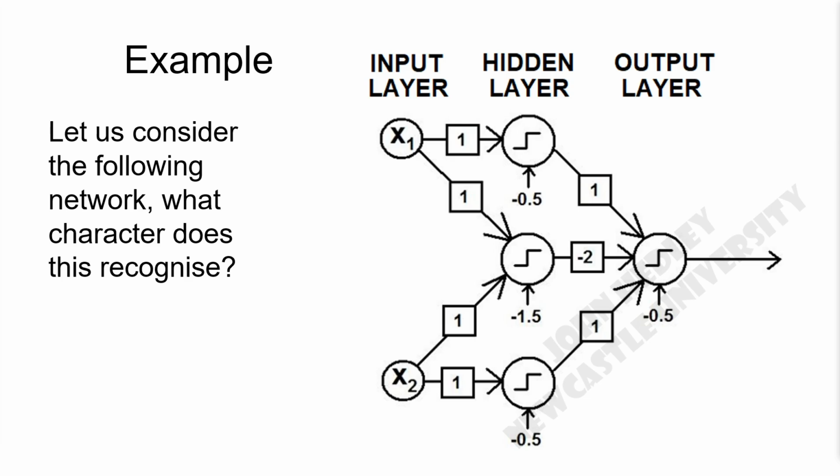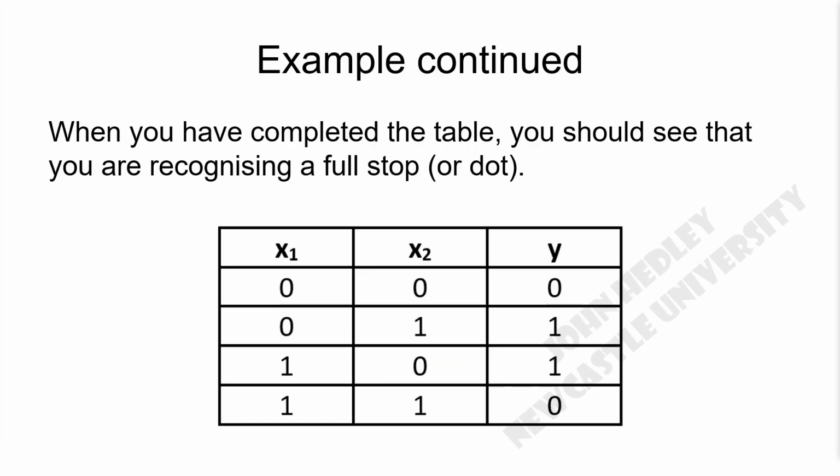At this point, pause the video and see if you can work out the output for the other combinations. Once you have completed the table, you should get this output mapping. In this case, the network has recognized that a dot was written.